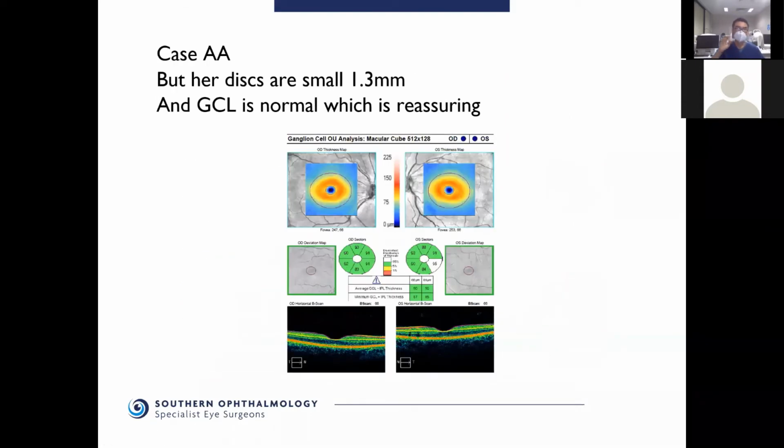Now, her discs are small at 1.3 millimeters in diameter. So we thought, okay, could this be the reason why the disc OCT shows thinning, artifactual thinning? So we went to the ganglion cell layer and had a look, and it was normal. So we were reassured that there's actually no optic neuropathy.